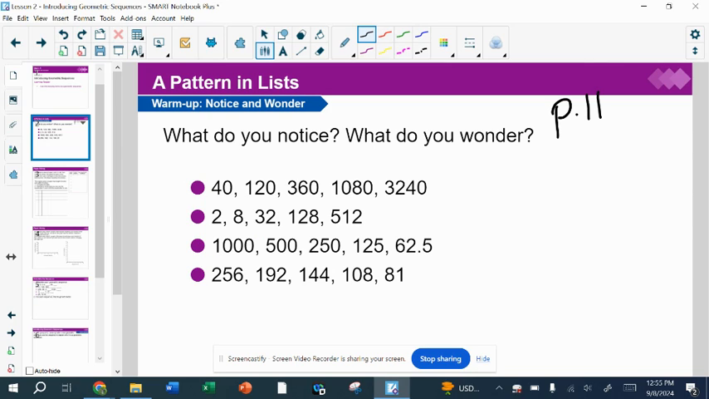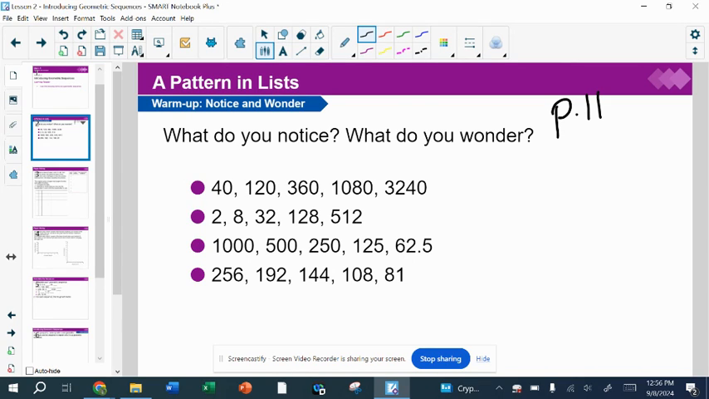Looking at these, I do notice that they all are in some kind of a pattern. It looks like I am either multiplying by a number, or maybe if it's getting smaller, if it's a decreasing pattern, it might look like it's a division, but we're still going to say that we're multiplying by a fraction. You could be wondering possibly what's the next number in the sequence going to be, that kind of thing.